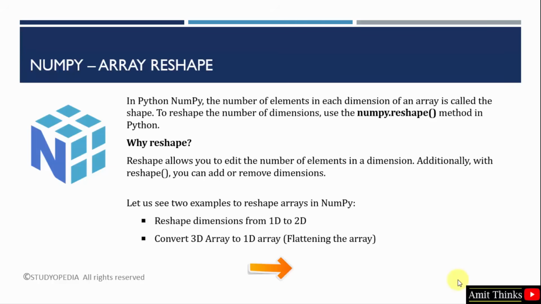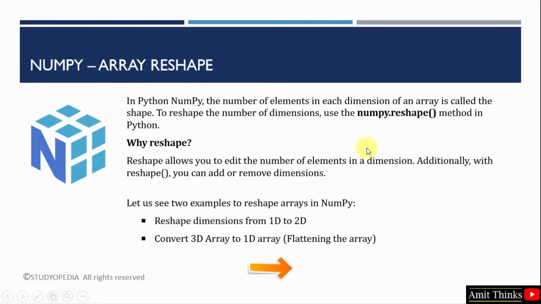To understand reshape, we should understand shape. The number of elements in each dimension of an array is called the shape. So if you want to reshape the actual array, that is to reshape the number of dimensions in an array, you need to use the numpy.reshape method.